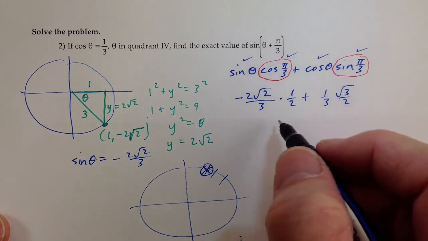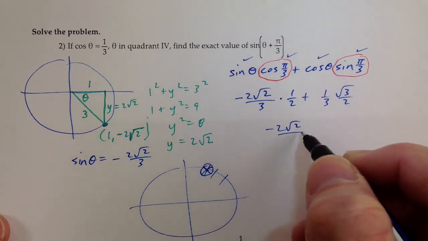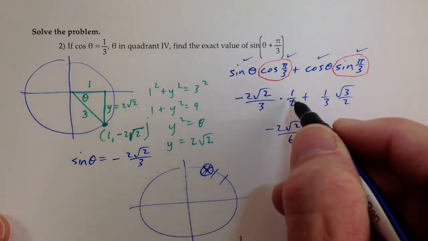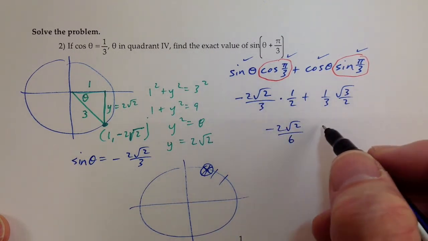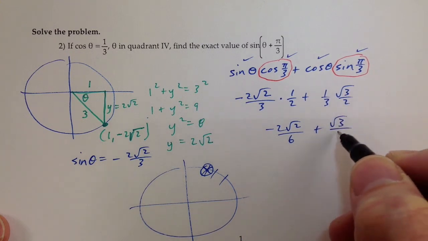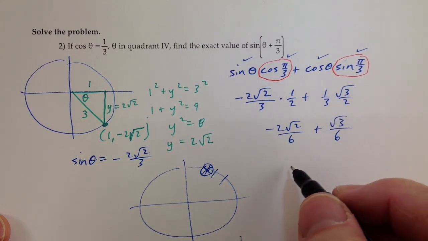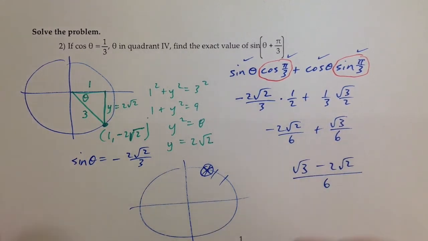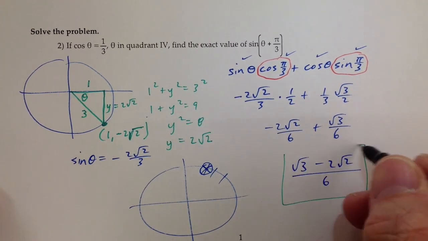We have a common denominator, that's nice. Negative 2 radical 2 over 6. I'm going to keep the denominator as 6; I'm not going to cancel these 2's because I need the denominator over here. Radical 3 over 6. Let's write it like this: radical 3 minus 2 radical 2 all over 6. And we are done.